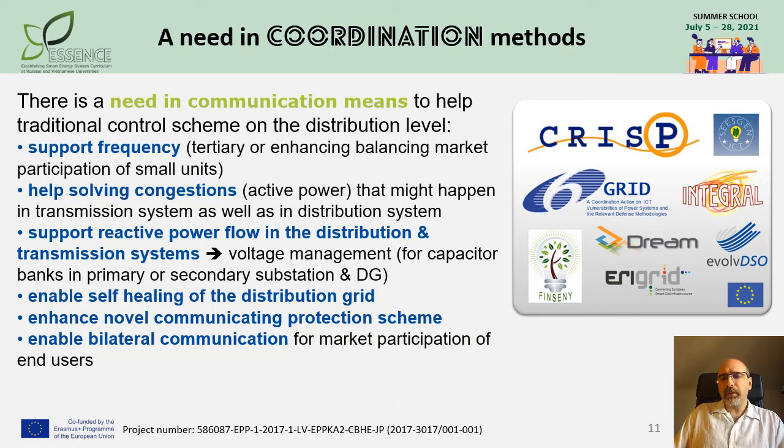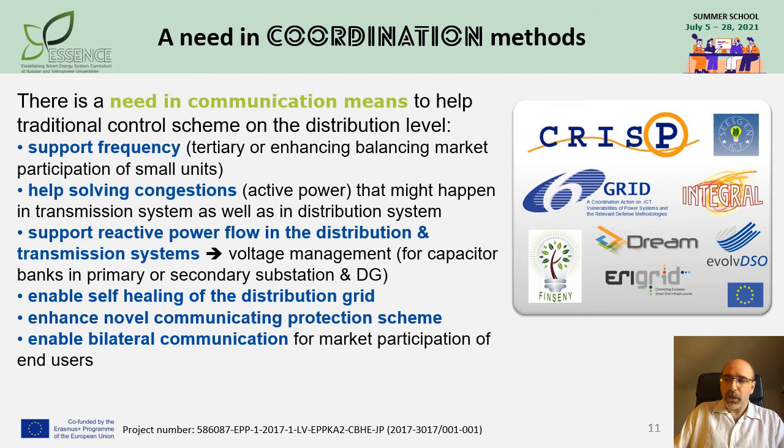Having the ability to control your network smartly is really related to your ability to communicate the information. And there are many use cases that are related to the new scheme of the way you are using the grid. For instance, you want to support frequency. So you want to implement frequency containment reserve or frequency restoration reserve at distribution level, but very often you will achieve that using communication. As well, if you want to be able to solve congestions, well, communication again.